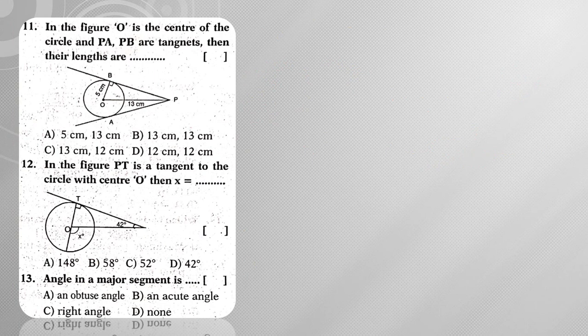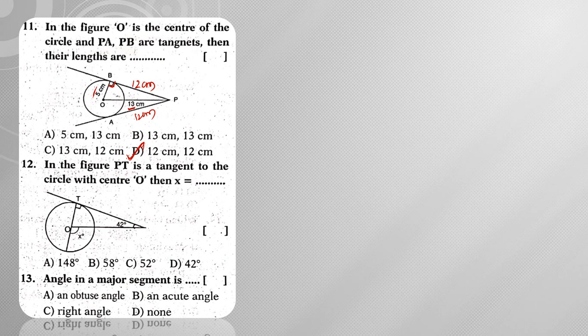Next, moving on to question number 11. If you observe this, in the figure, O is the center of the circle and PA, PB are the tangents, and it is asking to find their lengths. So already we know, from an external point, if tangents are drawn, then the lengths of those tangents are equal. Now from this figure you can clearly see that it is a right angled triangle in which the hypotenuse is 13 and one of the sides is 5. Then using the Pythagorean triplet, we can say that the other side will be 12 centimeters. So if this is 12 centimeters, then this length is also 12 centimeters. Hence the lengths of the tangents are 12 comma 12 centimeters, right?